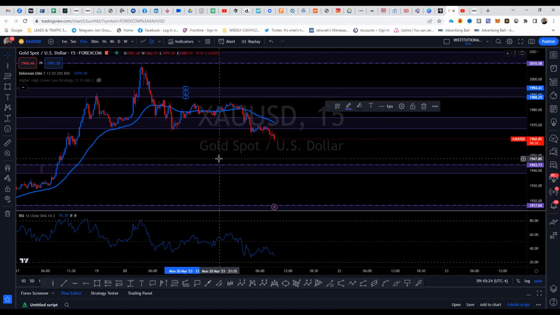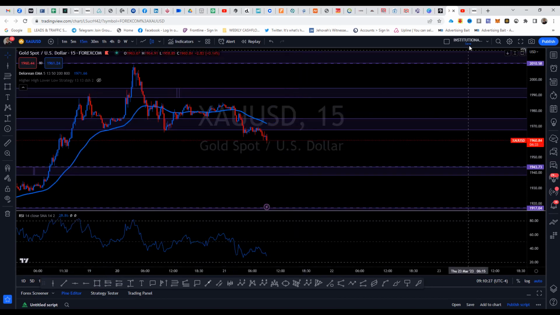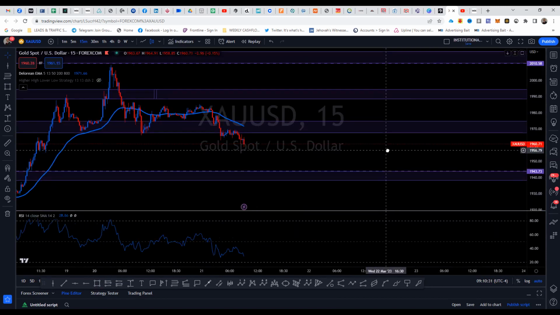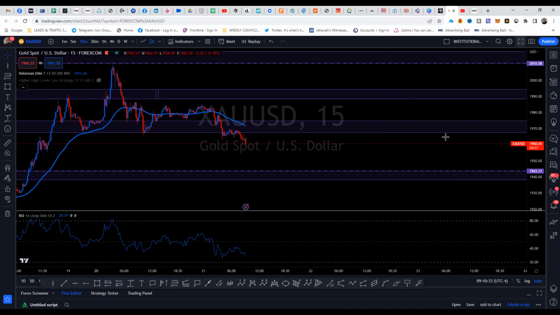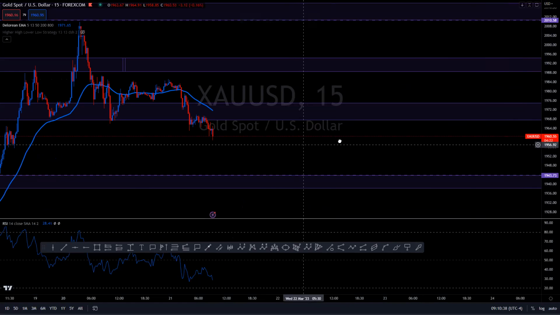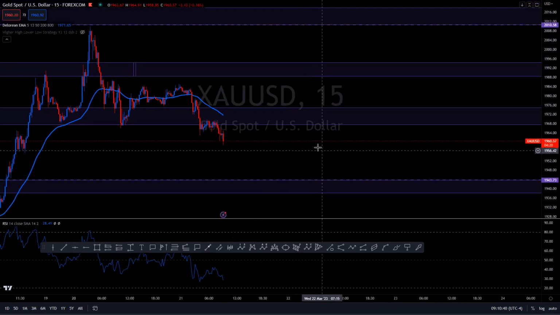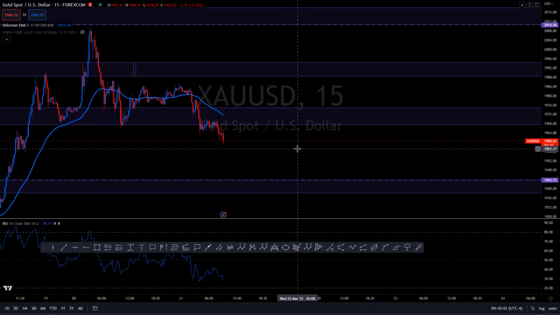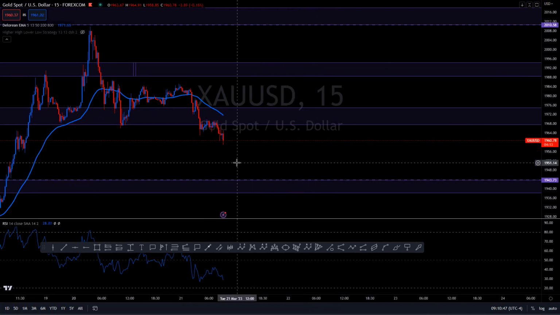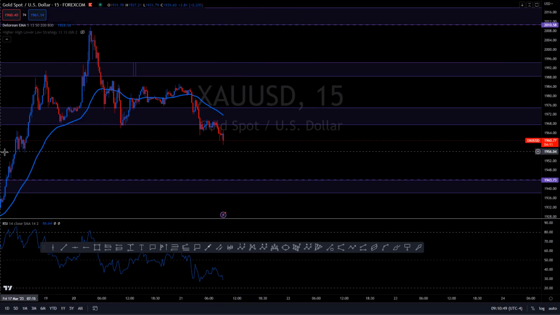Yeah, that's what I see. So this is what I see so far. What we're going to do is we've got a little bit over 4 minutes. We're going to wait for the 9:15 candle to close, and then we're going to determine where price is actually going.